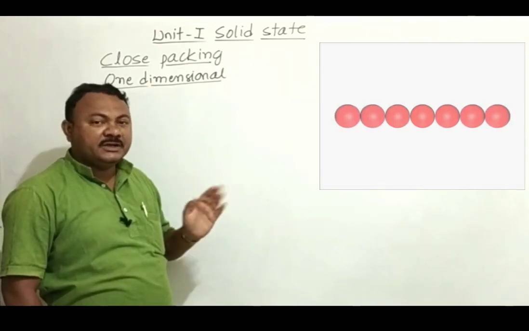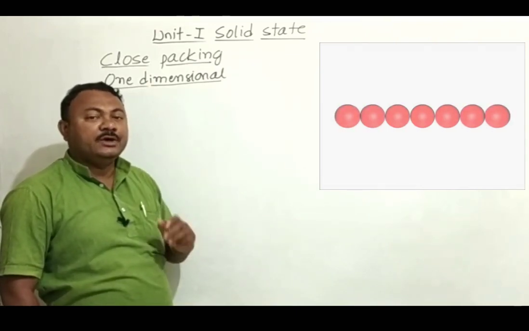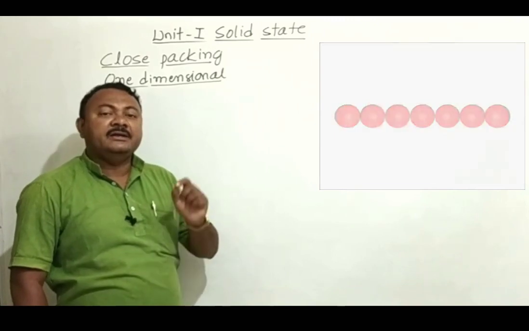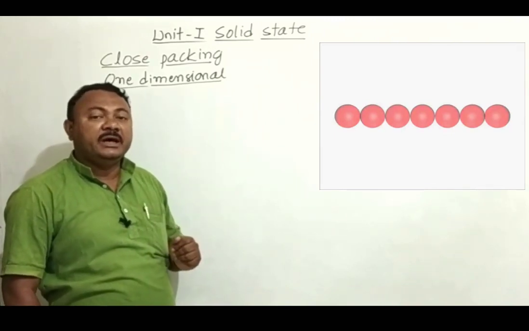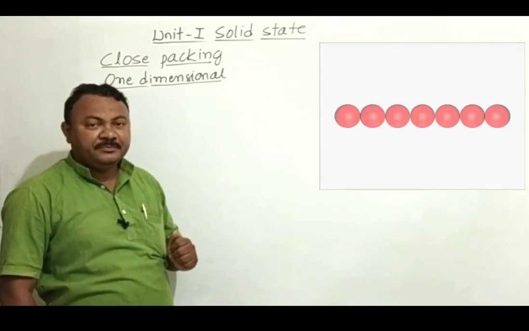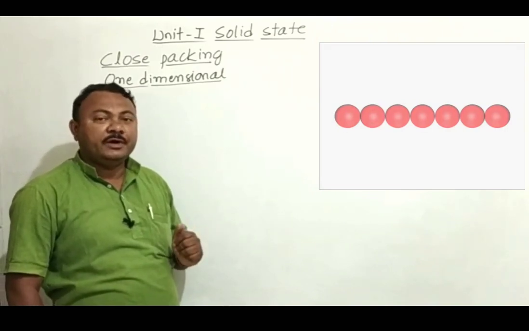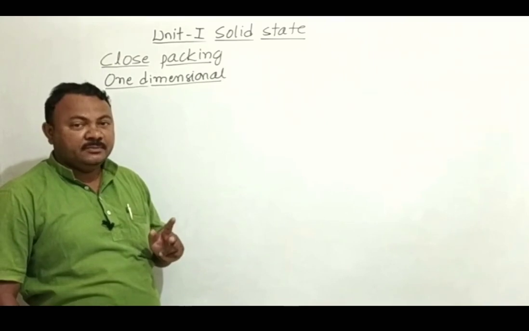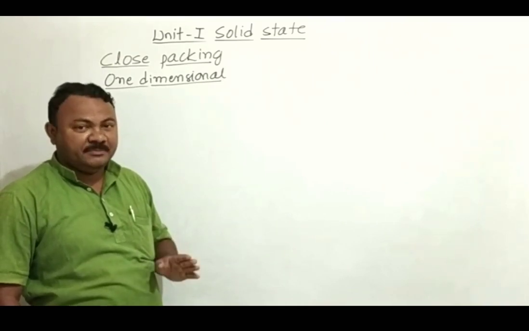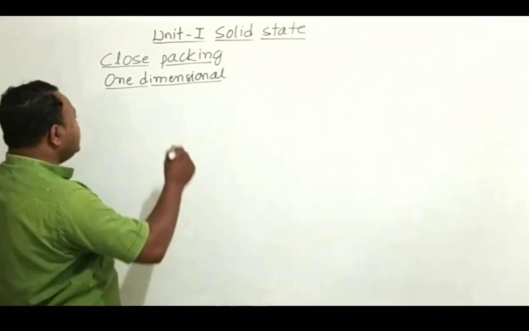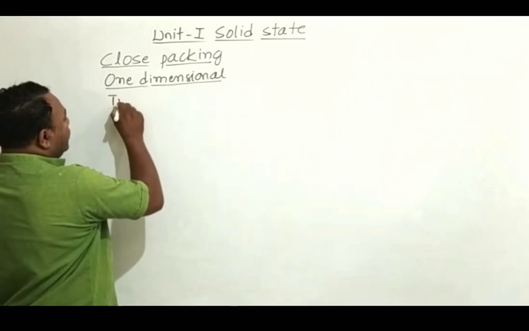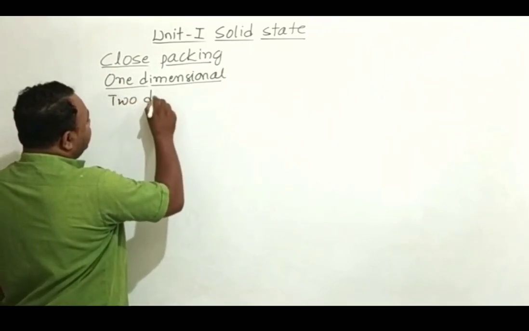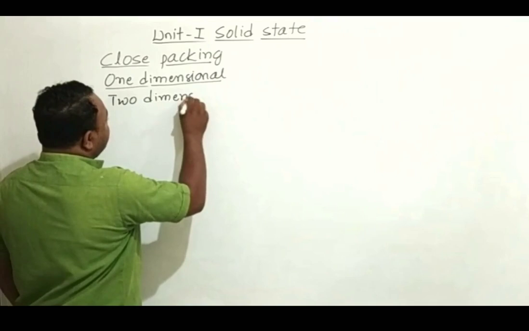Look at the coordination number of the particle. You consider any one particle and see it is in contact with how many other particles, neighboring particles. If I take any one particle, it is in contact with the two other particles. Therefore, coordination number becomes 2. This is the one-dimensional close packing. Now, by using one-dimensional close packing, we are going to see two-dimensional close packing.